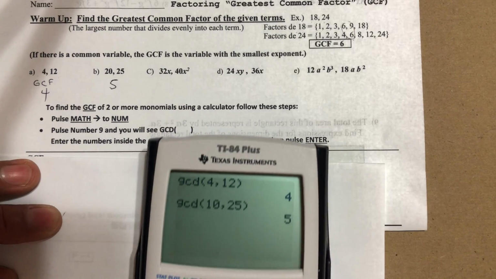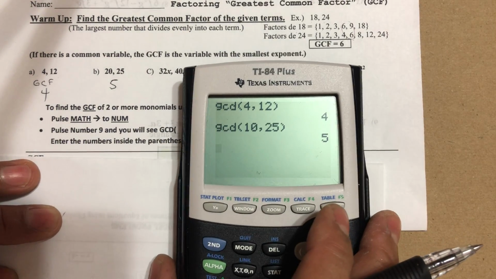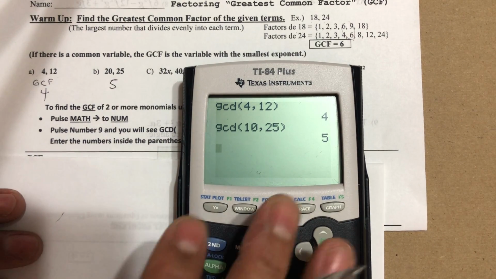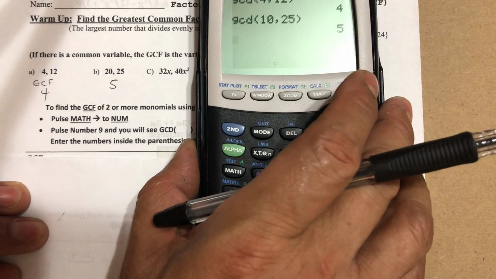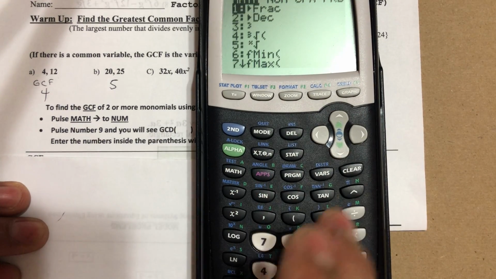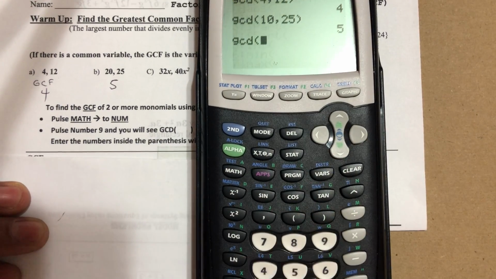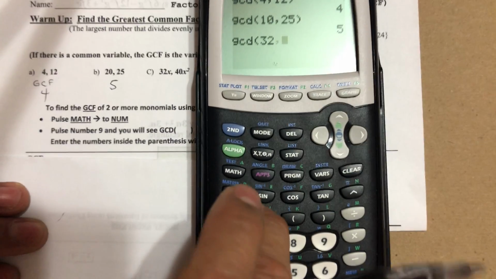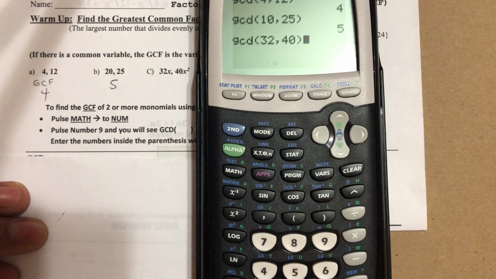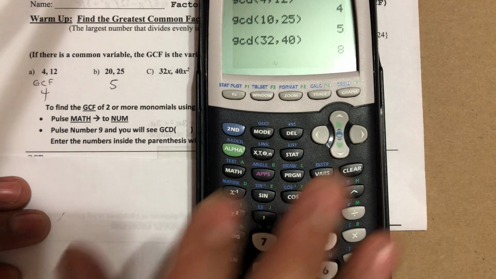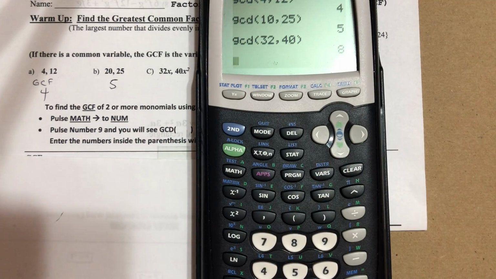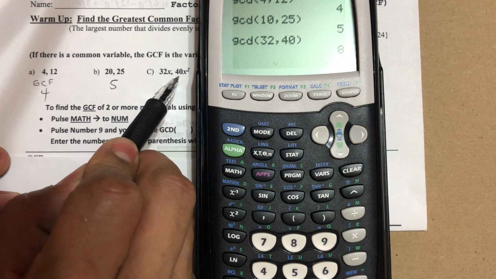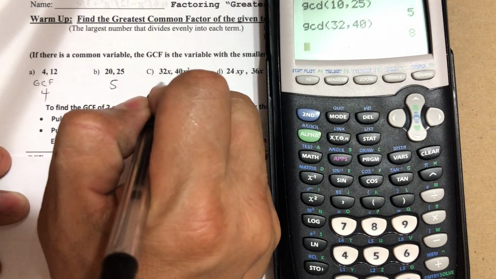So let's do letter C. Letter C, we can find the GCF of the numbers only, okay? Then we worry about the X after. Remember the steps, right? Math, to the right, number 9. So my first number is 32, comma, 40, close parenthesis, enter. So the GCF of the coefficients there will be 8. So el máximo común divisor de 32 y 40 es 8. So we're going to write 8.